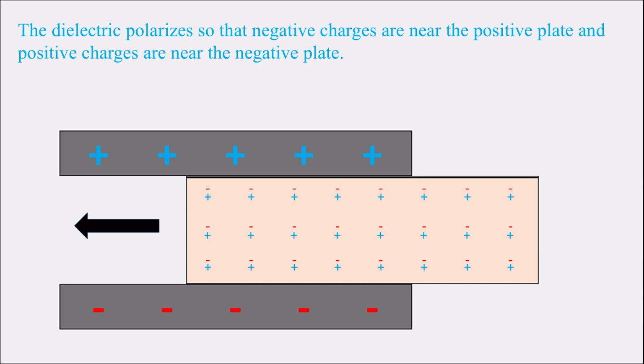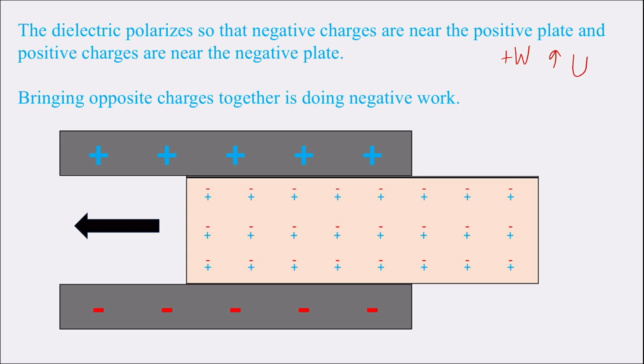All right, so in the case of plate separation, bringing the opposite charges further apart was doing positive work, which increased the energy. Here, because the dielectric polarizes, when you put the dielectric between the plates, you're bringing opposite charges close together. Bringing those opposite charges near each other is doing negative work, which then lowers the energy stored in the capacitor.